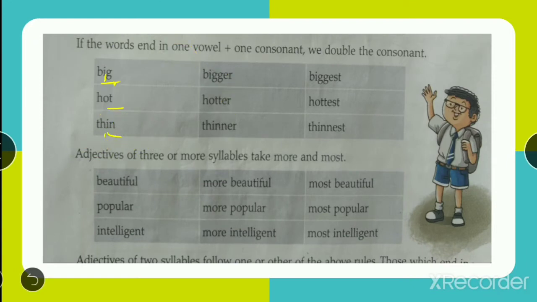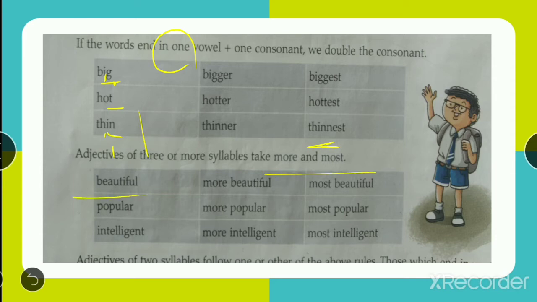H is a consonant, then vowel, then consonant. Okay, so you need to have one vowel and then only you can double. Okay, so remember this. If you have confusion with the spelling, you can make spellings like this. Is it understood?